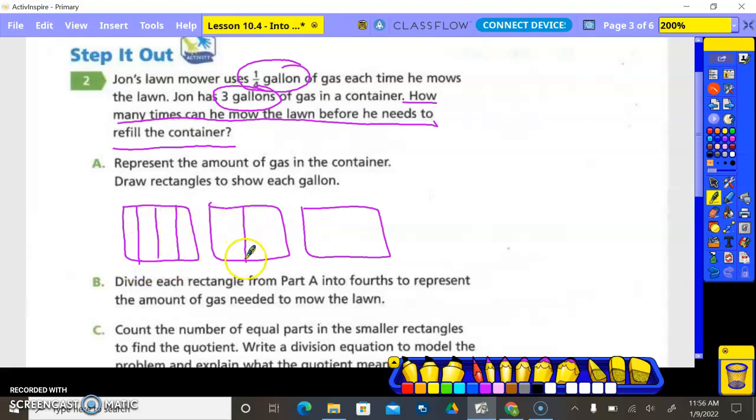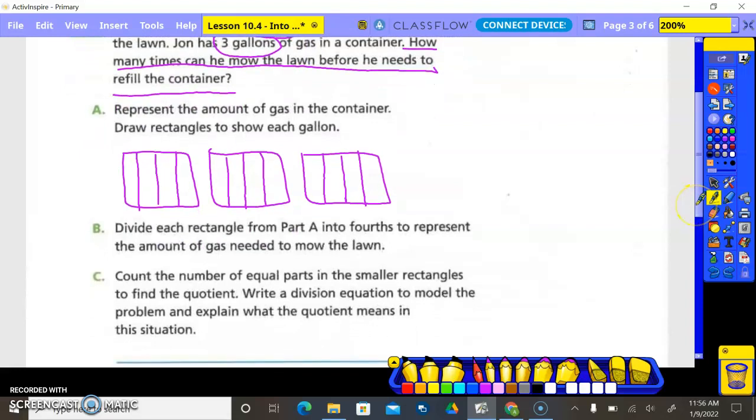So then we need to break each of these 3 into 4 sections because of the 1/4. And so we did that for letter B. Letter C, count the number of equal parts in the smaller rectangles to find the quotient. Write a division equation to model the problem and explain what the quotient means in this situation. So basically, we have up here our 3 boxes that were divided into 4, so that gets us 12 sections.